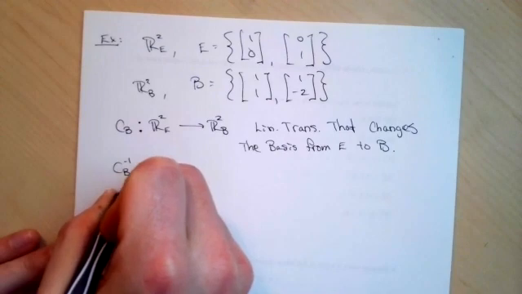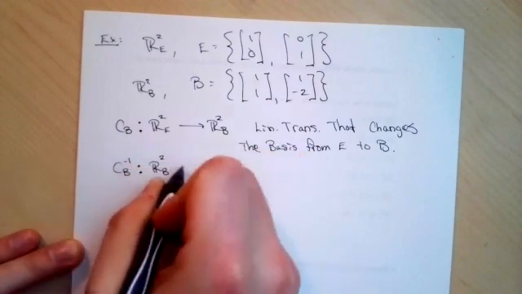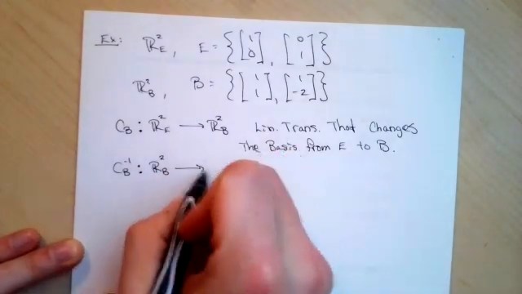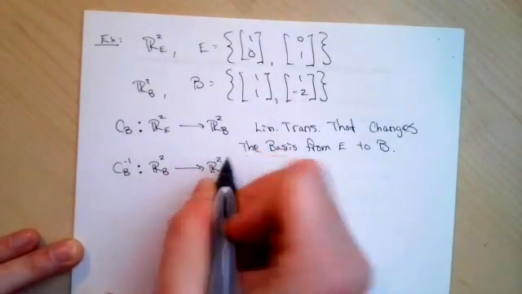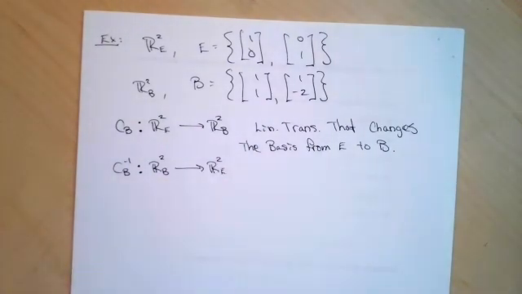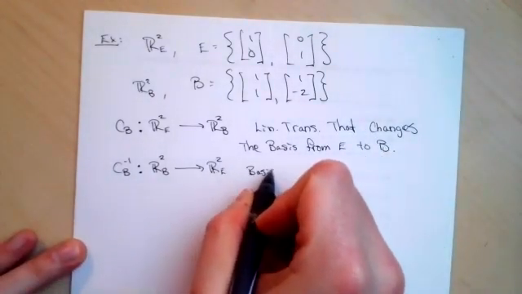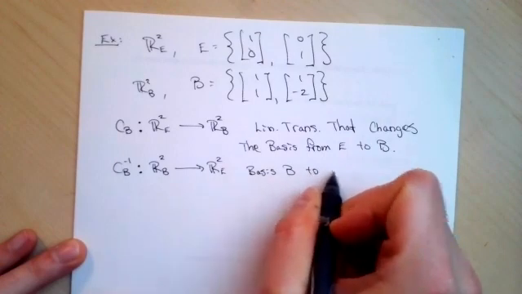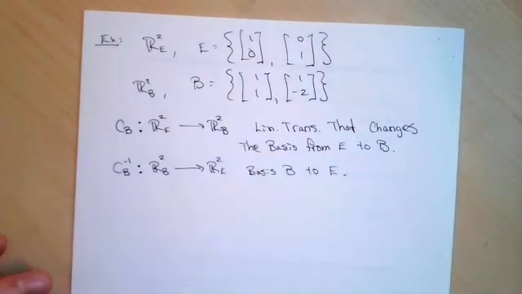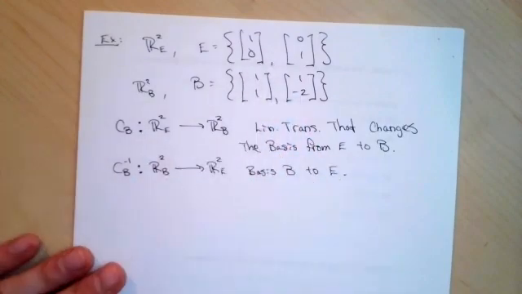And so CB inverse, what's that going to do? It's going to take the basis B and map to the same space, R2, but with our basis as E. And so our question is, how do we build those matrices?